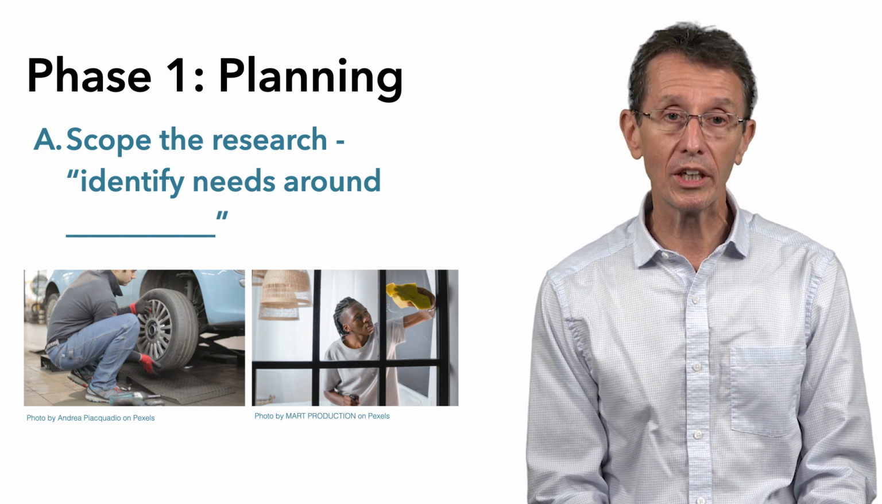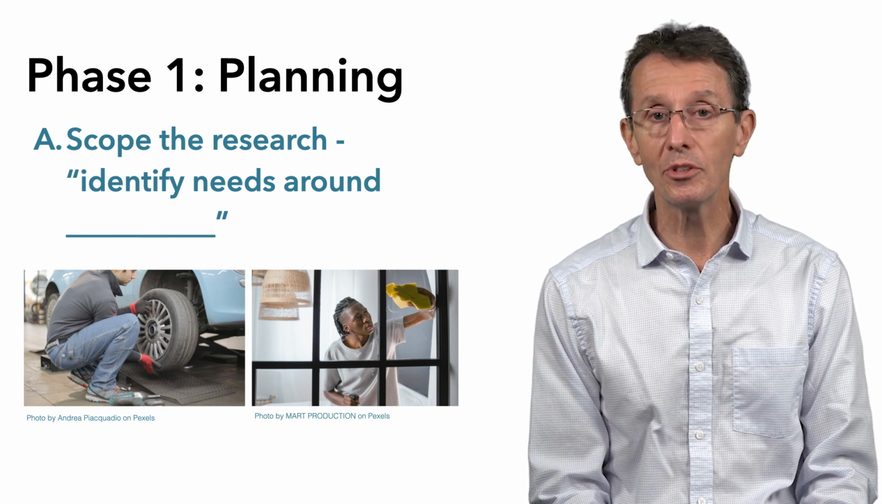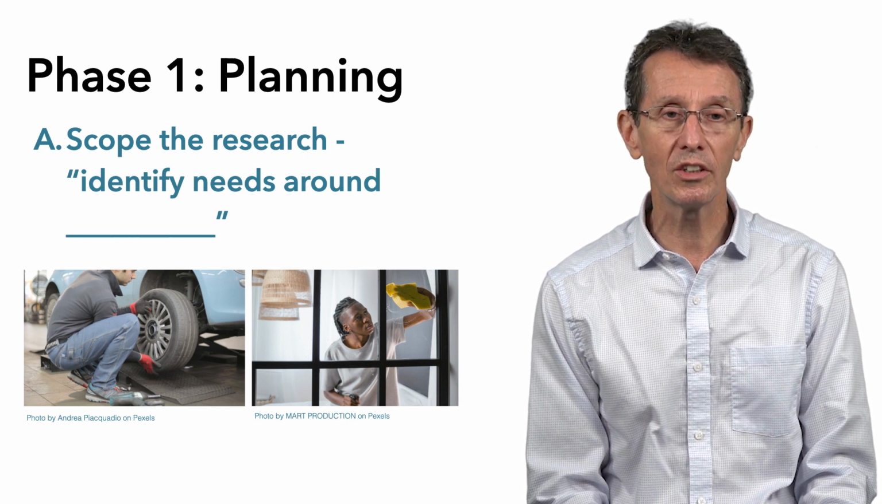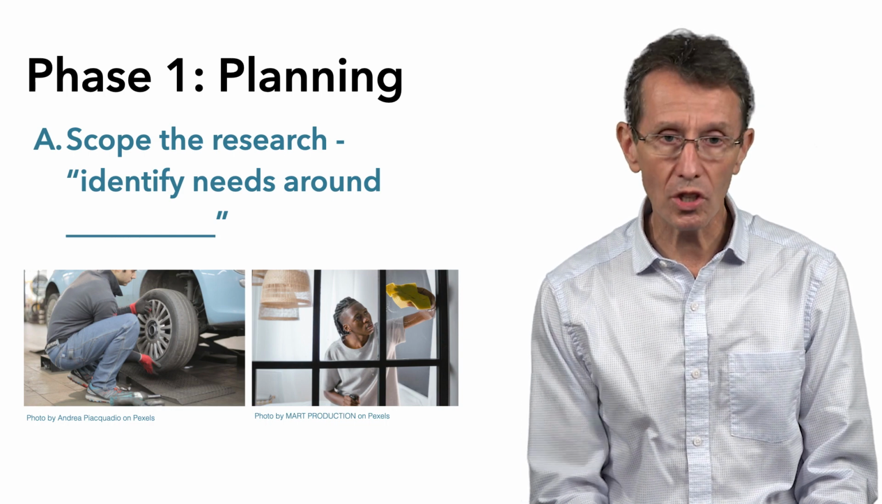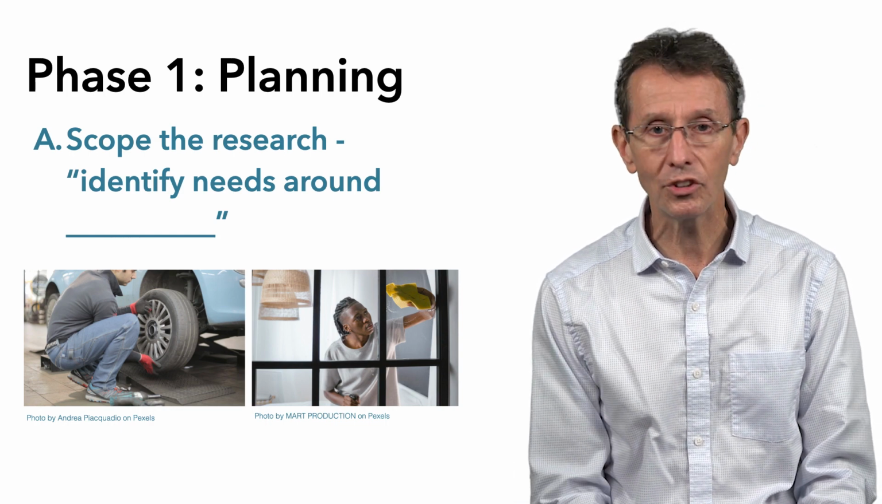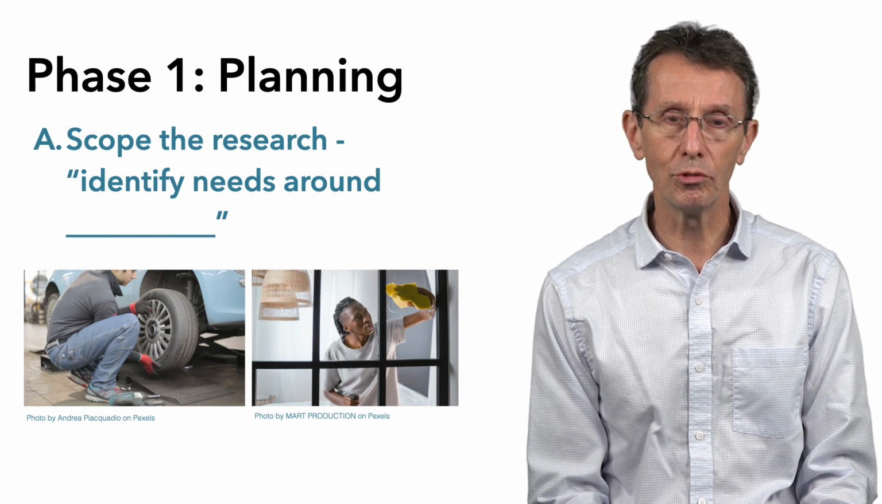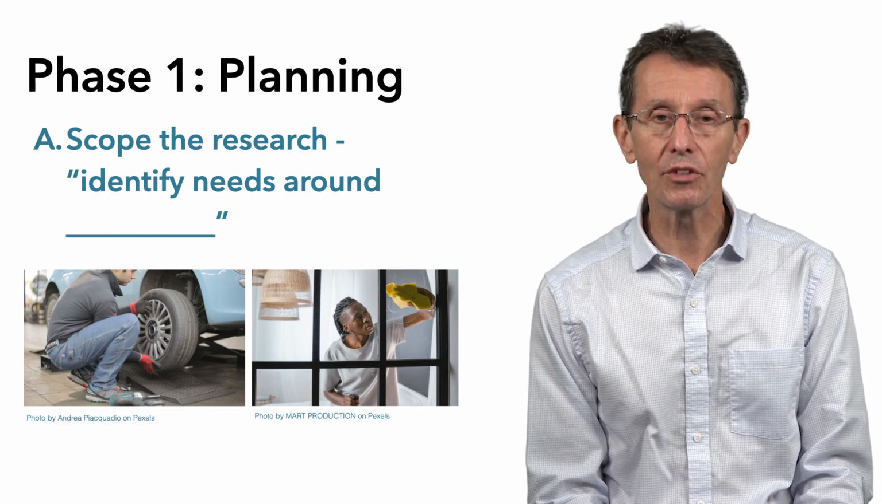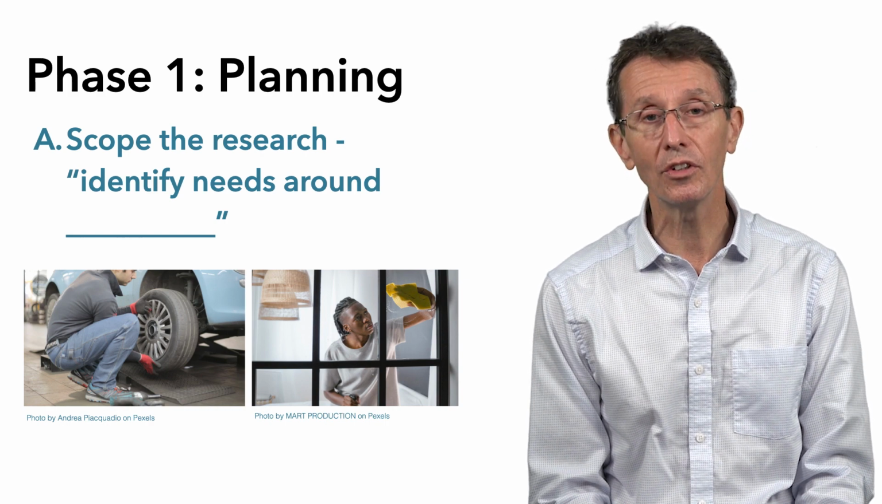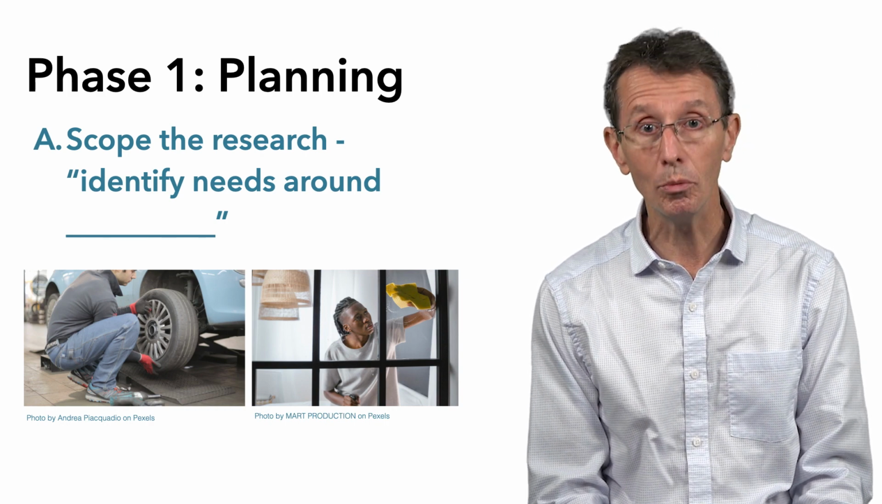So typically we're looking at trying to innovate in a particular area. So we might say we're going to try and identify needs around changing tyres, or needs around building a patio, or needs around cleaning windows. So that would be scoping the research to go and look at the act of cleaning windows, and you might then scope even further down on tall buildings or on homes, for example.